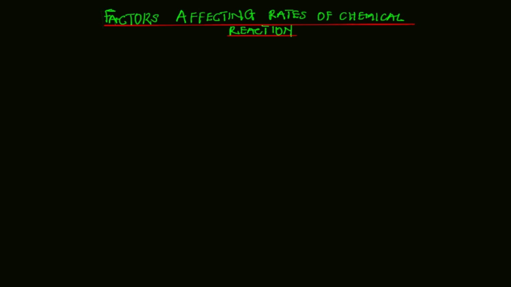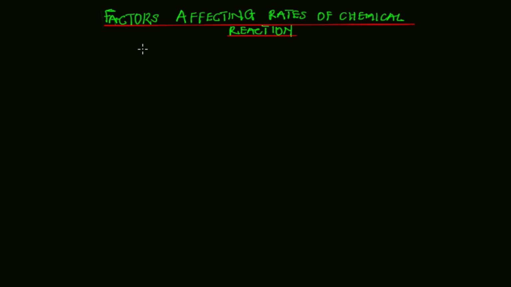In this video, I'll be talking about factors affecting rate of chemical reaction, right? So, we said rate of chemical reaction actually has to do with the speed of chemical reaction. That is the speed of reaction that occurs between two reactants, right? So, in that case, we'll be talking about factors that affect the rate at which a chemical reaction occurs.